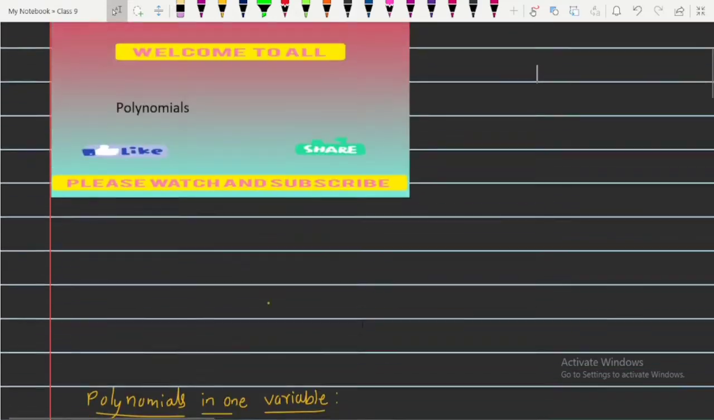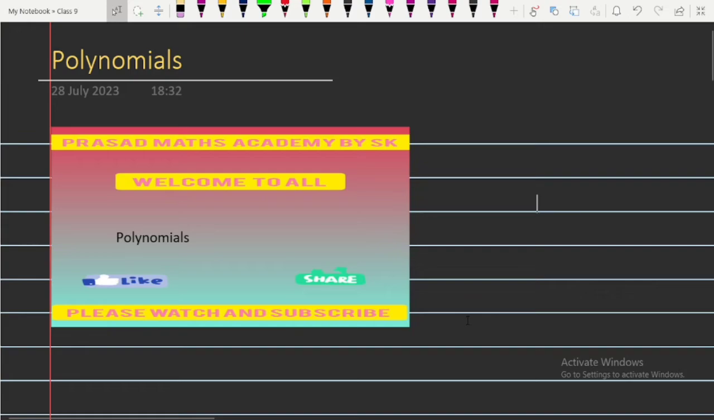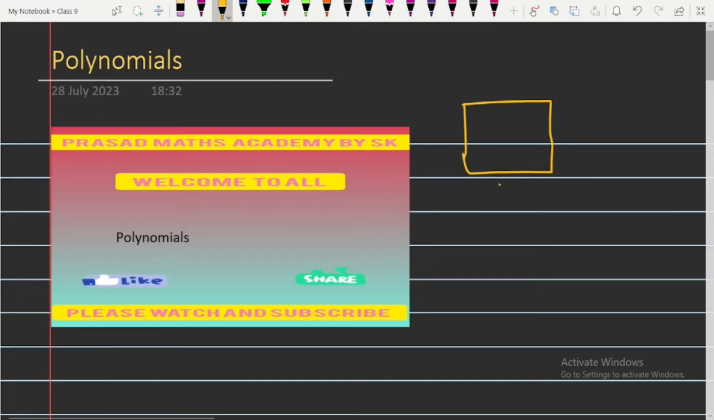So first of all, what is a polynomial? For example, if you consider a square, how can we write its area? If its side is x, what is its area? Area is x square. If it is a rectangle with sides x and y, how can we write its perimeter? That is 2 into x plus y.